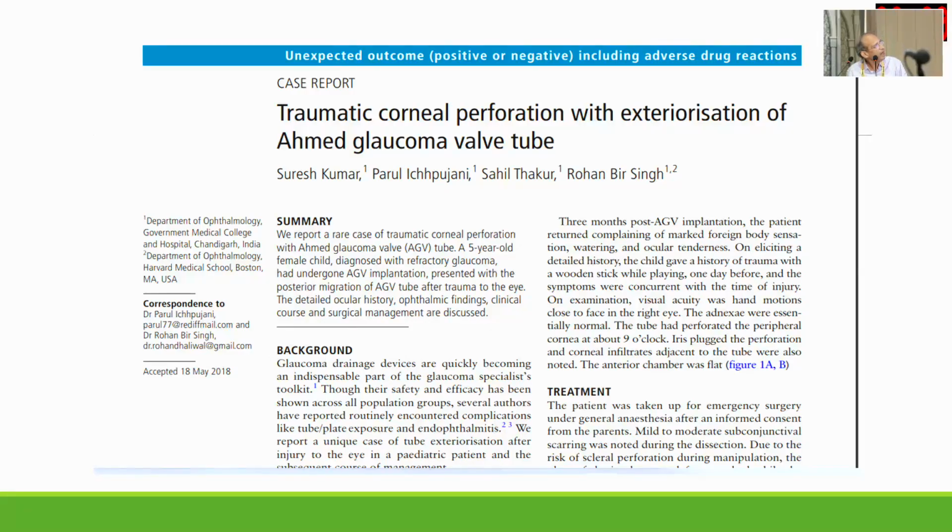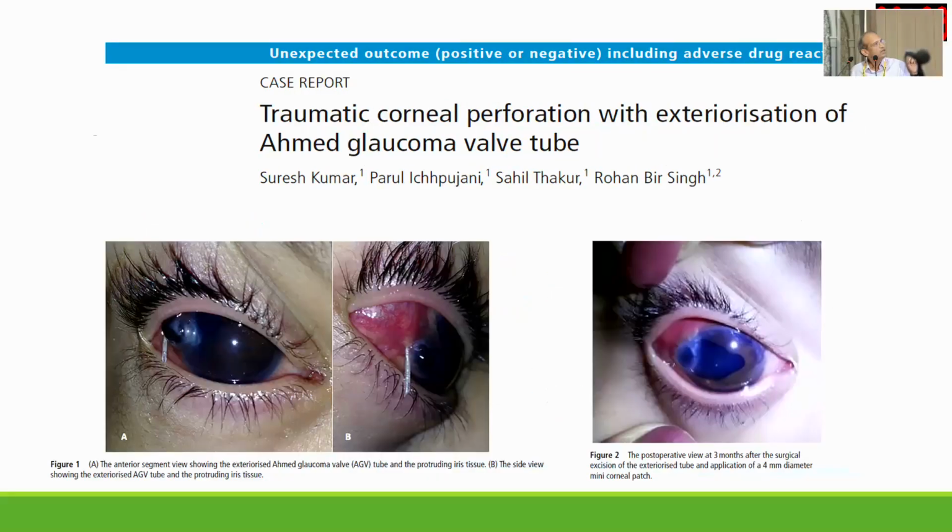One of our patients, a 5-year-old child, had trauma. She had undergone implant 3 months ago, and she didn't inform the parents. Children are scared of the parents, and once they came to us, this was the picture. There was corneal perforation, and the tube was extruded. So we took her to the operation theater, and a 2.5 millimeter sclerocorneal graft was implanted and the tube was cut, and luckily this child was okay with postoperative medications.